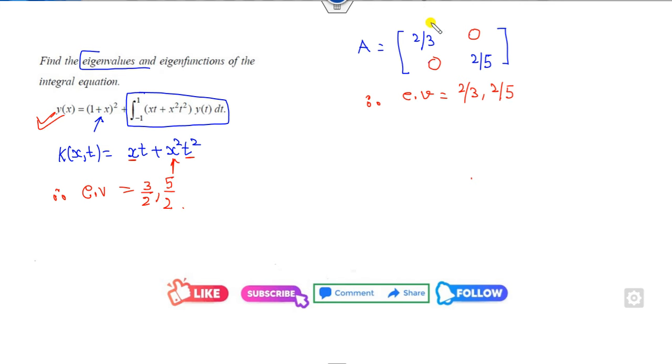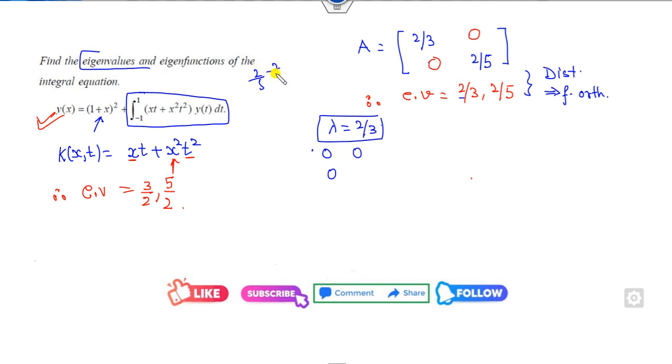Fine. Now, how can you find the eigenfunctions corresponding to this? Because they are distinct, it means the eigenfunctions are orthogonal. So firstly, for this, what is A minus lambda I? 0, 0, 0, 2 over 5 minus 2 over 3, 6 minus 10, minus 4 over 15, x comma y is 0.